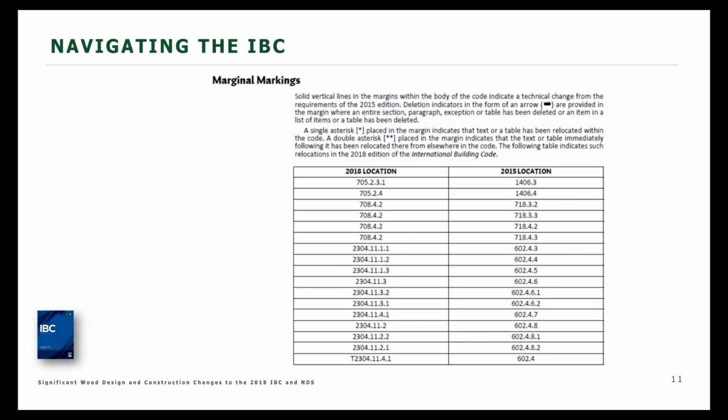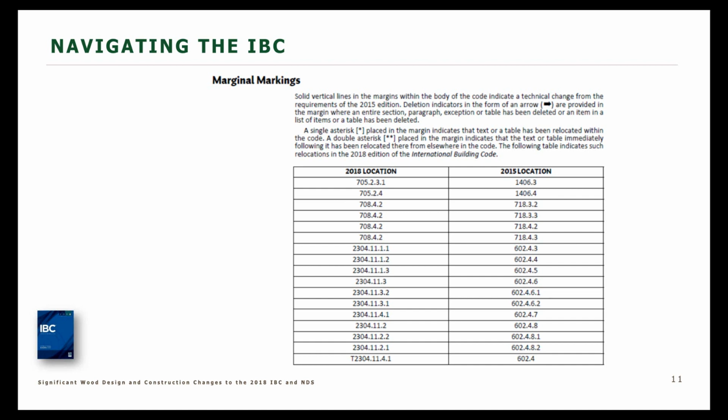Okay, so when we look at our code and look at the changes, I just wanted to review how you can progress through the code and look at what has changed, and the significant marginal markings that are in the code. They alert you on whether or not something has changed. Now, the first one has to do with vertical lines. There's a bold vertical line that has to do with a technical change that has occurred in the code. And a horizontal heavy arrow line means something has been removed, a deletion in the code. And then we have an asterisk.